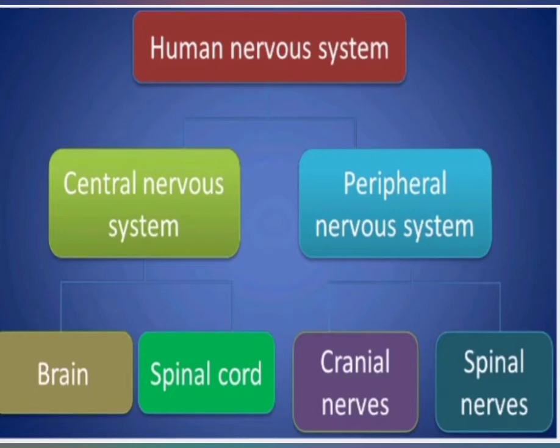Human nervous system is broadly categorized into two parts, that is CNS and PNS, central nervous system and peripheral nervous system. Central nervous system is again divided into two types, brain and spinal cord, whereas peripheral nervous system has two parts, voluntary nervous system and involuntary nervous system. In voluntary, we have cranial and spinal nerves, and in involuntary, we have sympathetic and parasympathetic.